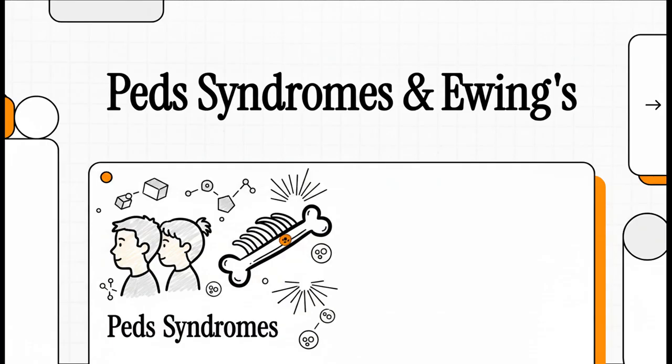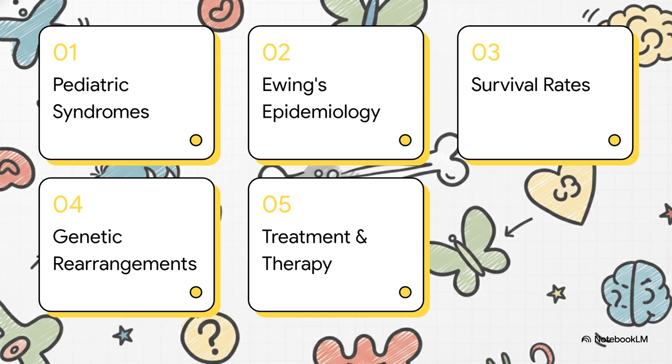We'll be relying on the visuals to build up your mental framework, focusing on those absolutely critical pediatric syndromes and the essential must-know details of Ewing sarcoma. So here's our game plan for today. We'll hit high-yield pediatric syndromes, Ewing sarcoma epidemiology, survival rates by presentation, key genetic rearrangements, and finally, treatment and local therapy. Let's get to it.